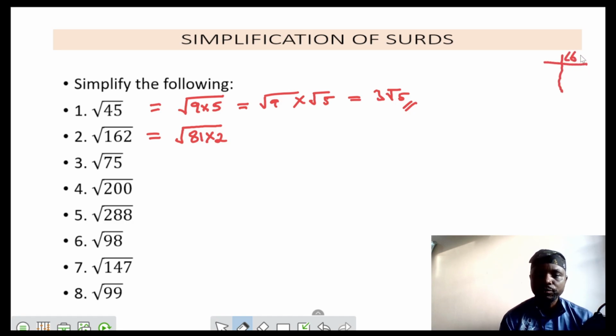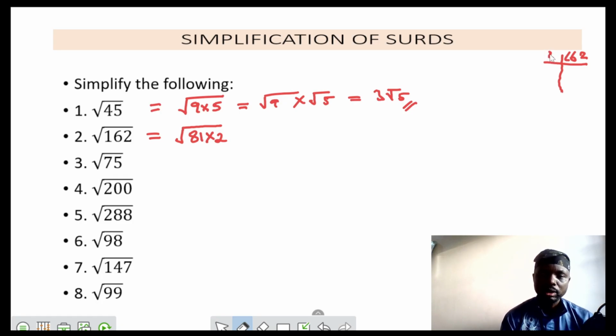So 162, some of you have a problem of identifying. How will I know what is the multiple that will be perfect? Since you are targeting a perfect square, you should be able to know your perfect squares. The perfect squares are 1, 4, 9, 16, 25, 36, and so on. Those numbers that multiply themselves, the result you have is what? The perfect square.